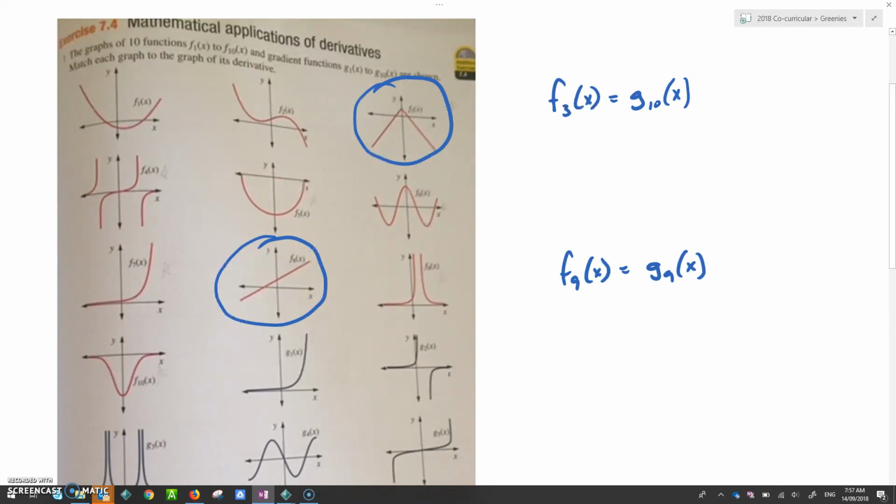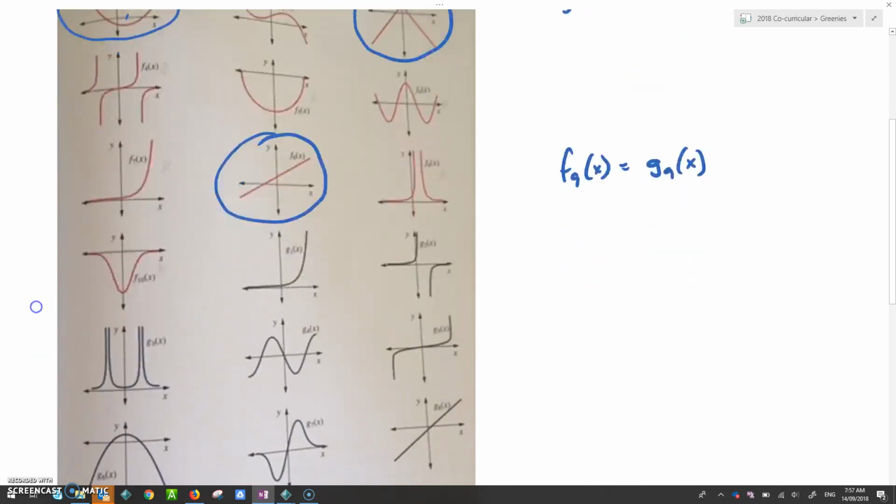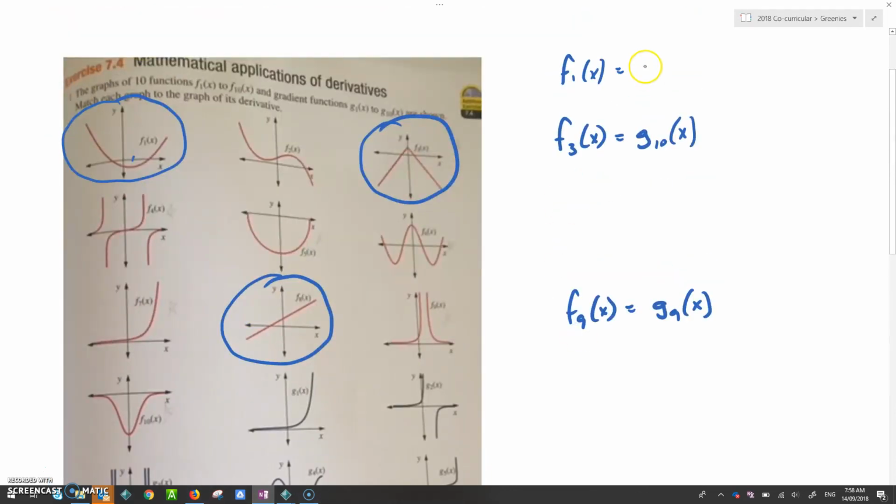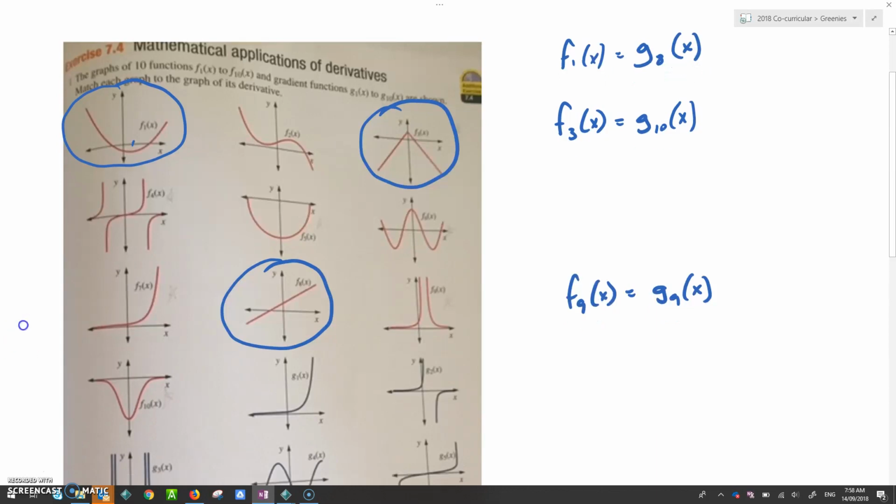Let's see what we can come up with now. This is your standard parabolic shape, so f1 of x. And for a parabola, the derivative is going to be a straight line. You see here it's got a negative gradient, getting less negative. At about that point there, it becomes positive and gets more positive. If we look at our gradients, here's a negative, getting less negative, so a smaller negative number, then positive, getting more positive. It's going to match up with that one there. So that's f1 of x equals g8 of x. And it's really just going through the procedure like that, and we're going to get there.